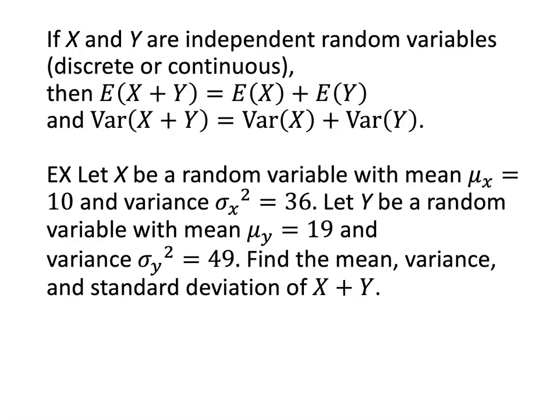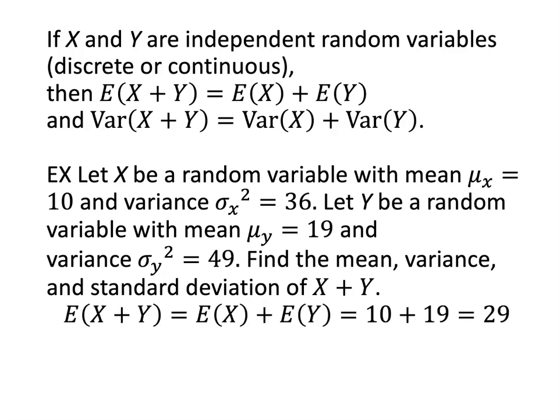For example, let x be a random variable with mean, we saw this just a moment ago, mean 10, variance 36. Let y be a random variable with mean 19 and variance 49. Sigma sub y squared is 49. Find the mean, variance, and standard deviation of x plus y.